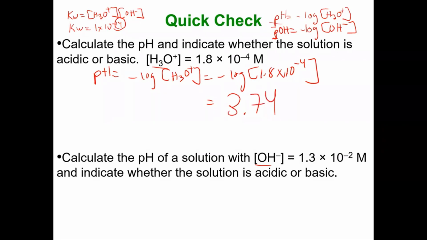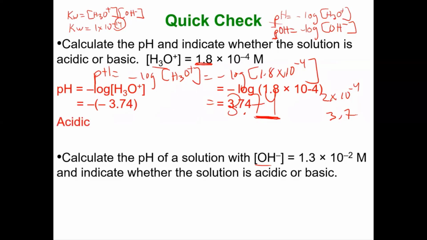3.74. Now, does this make sense? Yes, it does. Why? We have 2 sig figs. So what do we do here? 2 sig figs after the decimal. We just got done saying that 2 times 10 to the negative 4 was 3.7. And 1.8 is almost 2. So this is almost 3.7. It's 3.74. It's just a little more precise. Excellent. So is this acidic or basic? Acidic. Yes. Right. So I'll erase what I wrote because it's kind of covering everything up, but I like to write it out for you.